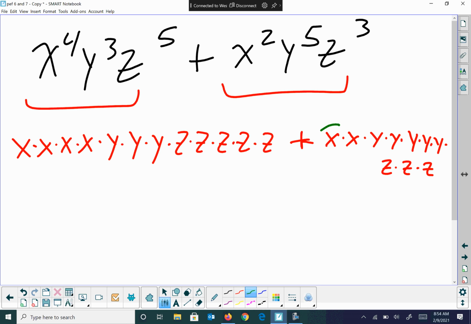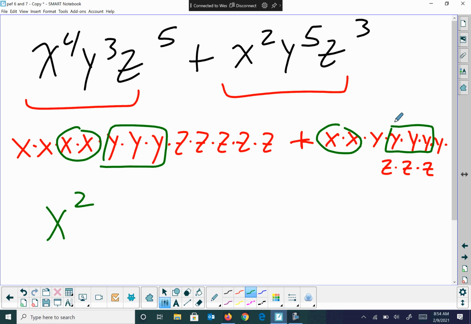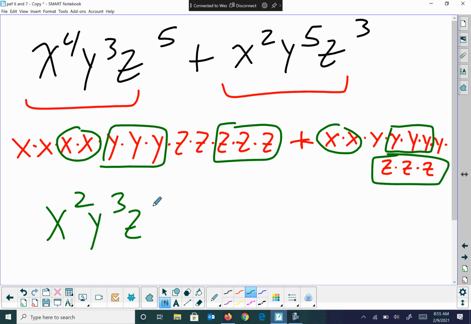2. I got 2 here, and I got those 2. All right, so I know x squared is going to be outside. What's the most y's? 3. I have all 3 of those, and I have these 3 here. I could have picked any 3. It doesn't matter. So y to the third. How many z's? 3. So I'll take those 3 and those 3. z to the third.